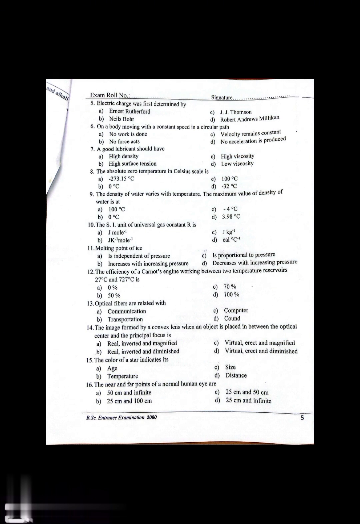8. The absolute zero temperature in Celsius scale is A. minus 273.15 degree centigrade, B. 0 degree centigrade, C. 100 degree centigrade, D. minus 32 degree centigrade.